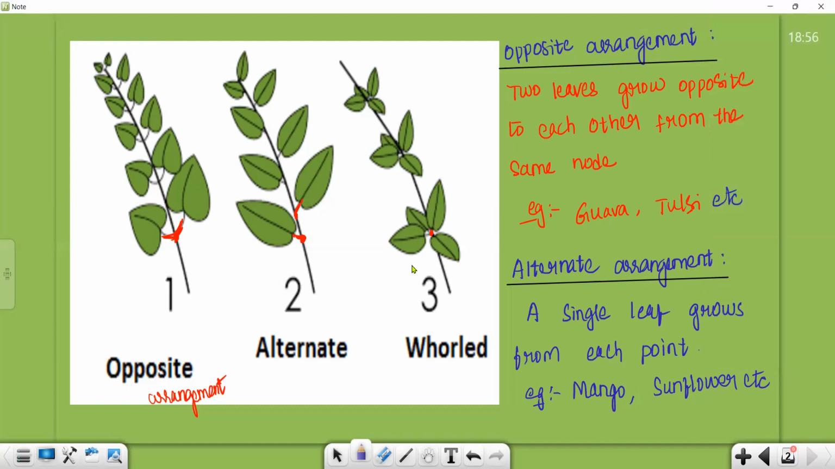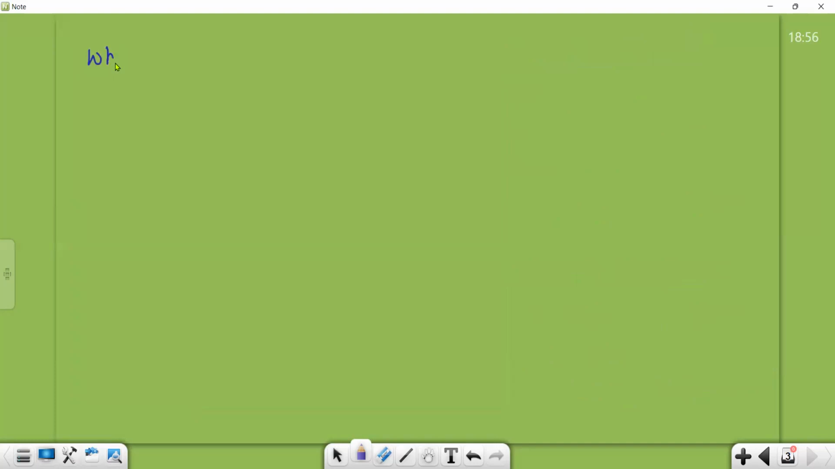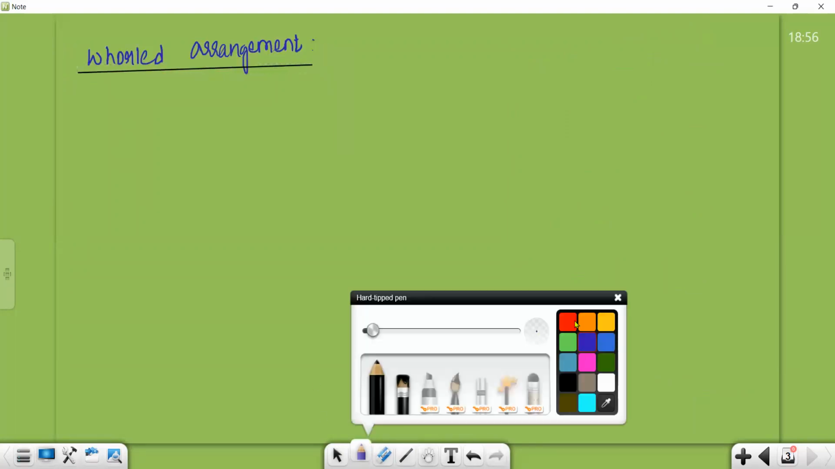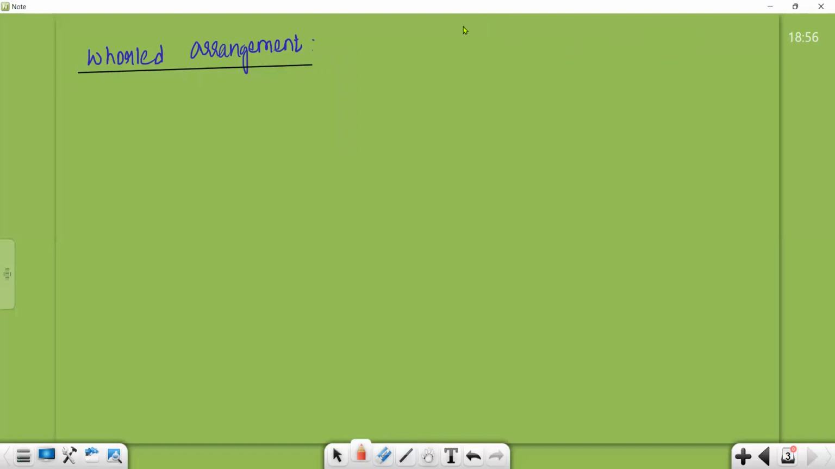Yes, ma'am. So the next arrangement is what, students? Whorled arrangement. Yeah. So in the case of whorled, how many leaves can you see at a time? Ma'am, more than three leaves. Three or more. Yeah. So plants with three or more leaves grow from the same node.